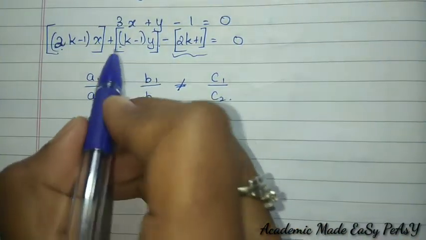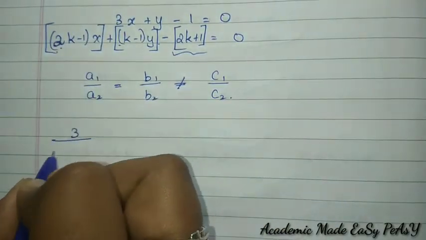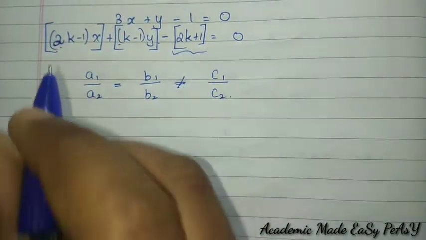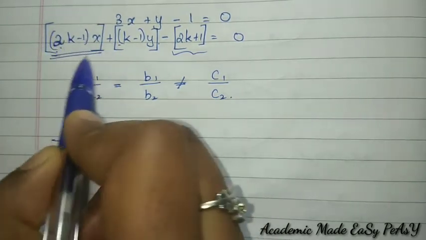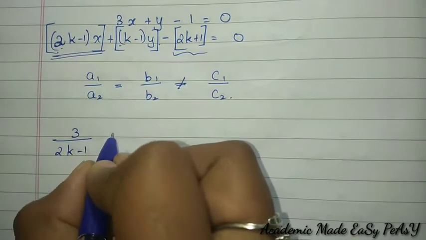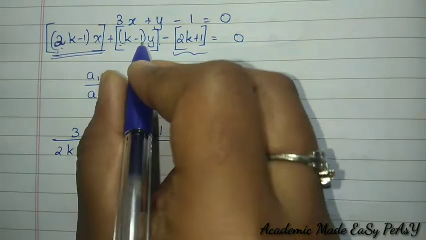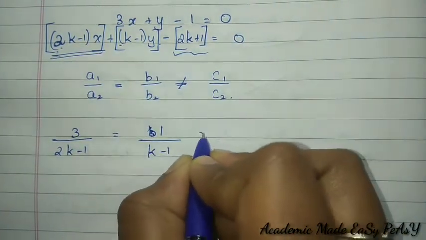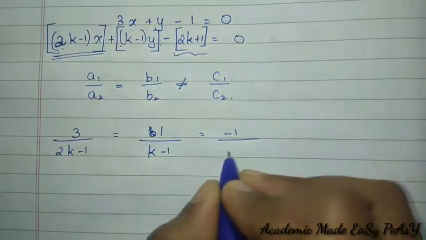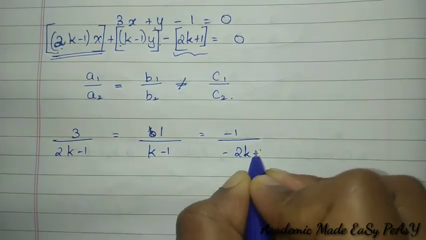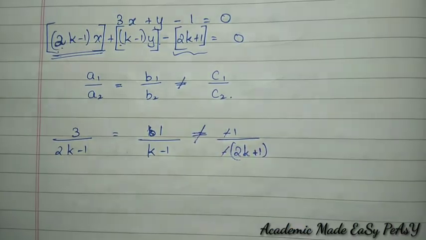So what is my A1 there? A1 is 3, my A2 is 2k minus 1. I have differentiated every term through square brackets, just look into that. So my B1 is 1, divided by what is my B2? k minus 1. And what is my C1? Minus 1, divided by C2, which is minus 2k plus 1. So my minus and minus will get cancelled. This should be not equal to.